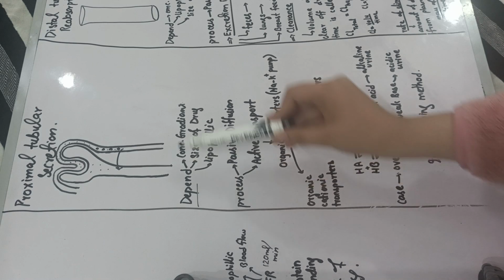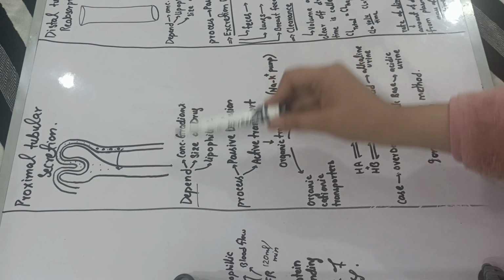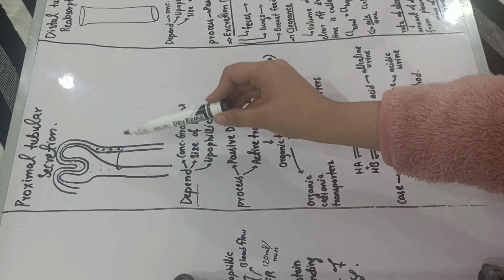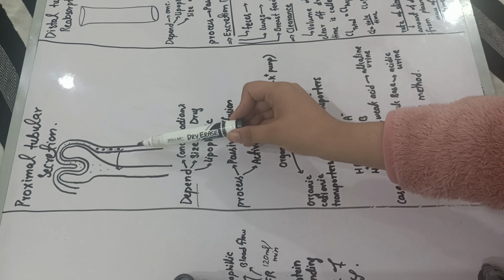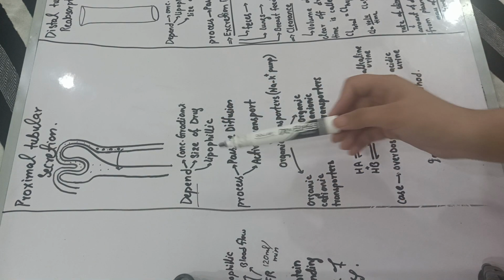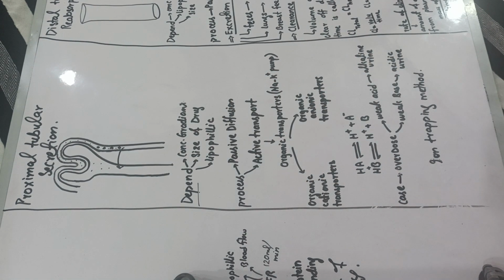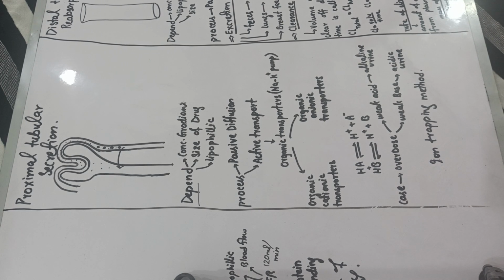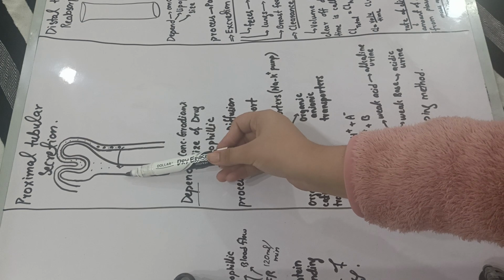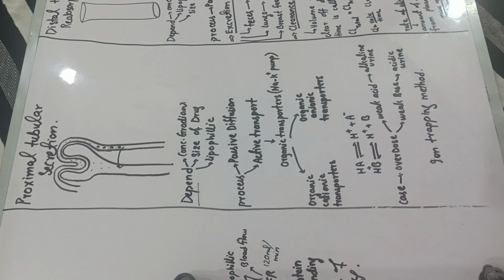Now it depends again on the concentration gradient, on what kind of concentration is present here. Always the drug moves from higher concentration to lower concentration. The size of drugs also matters. If the size is very high, then it cannot go. If the size is small, then it can go. Lipophilicity really matters. If the drug is lipophilic, then it can go from here to here. So these are the things that depend upon it.